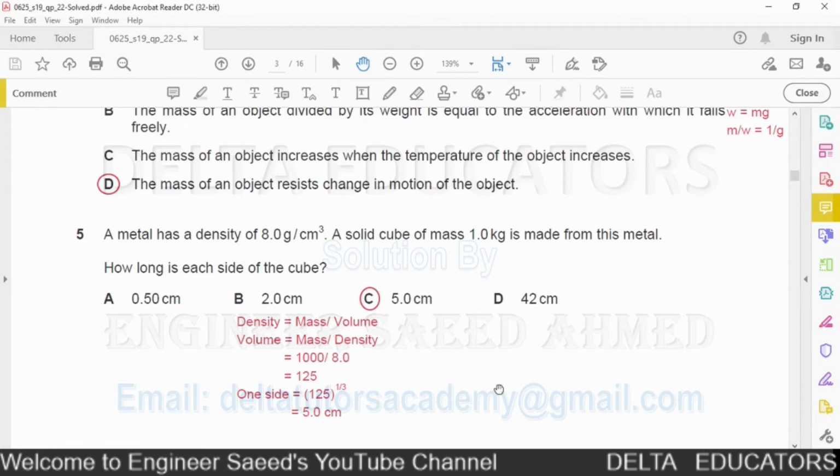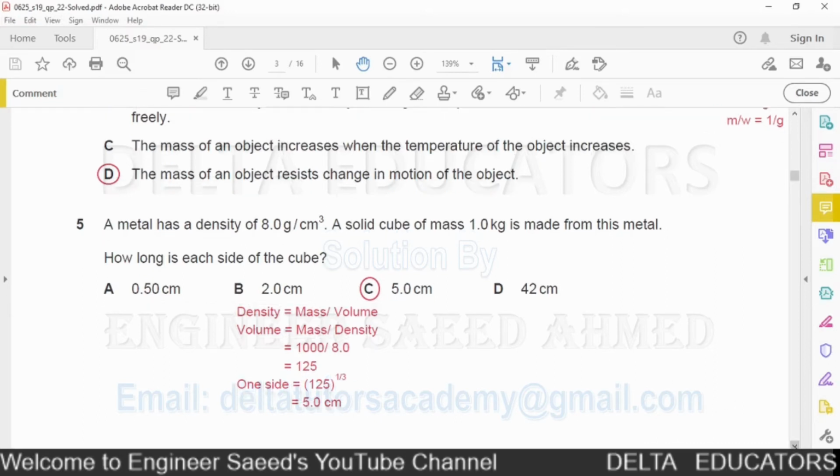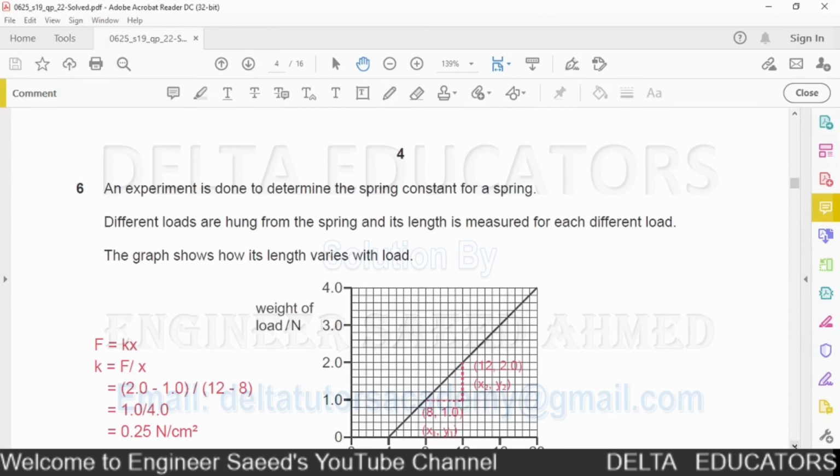Now in a cube, length, breadth and height, all the sides are equal. So here we can say one side will be equal to cube root of this volume. Now cube root of 125 will be equal to 5 centimeter. So length of each side of the cube will be 5 centimeter. And 5 centimeter is given in option C. So correct option, option C. Next question. Question number 6.